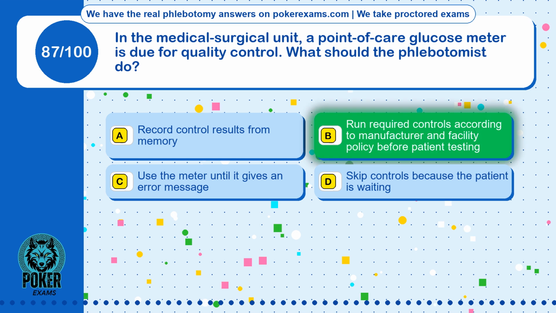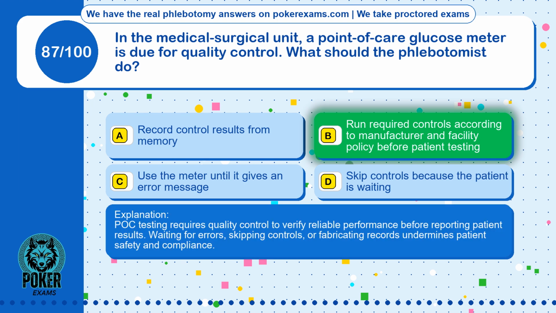The correct answer is option B. Run required controls according to manufacturer and facility policy before patient testing. POC testing requires quality control to verify reliable performance before reporting patient results. Waiting for errors, skipping controls, or fabricating records undermines patient safety and compliance.